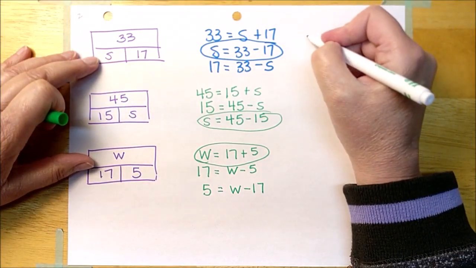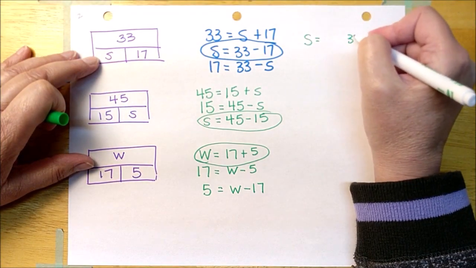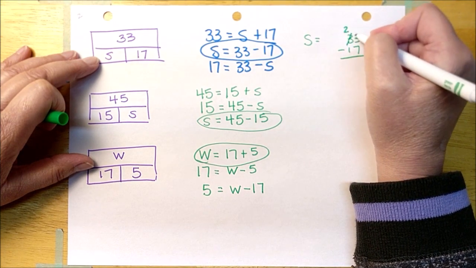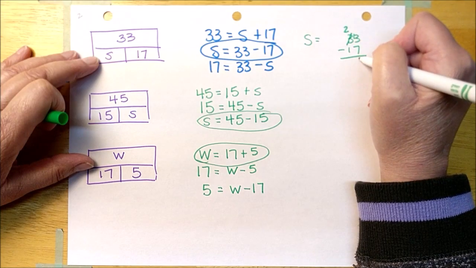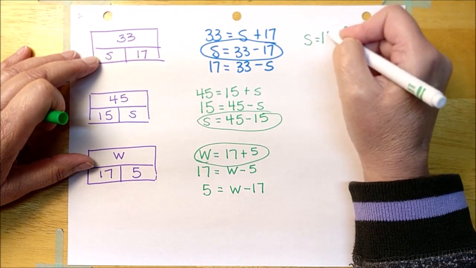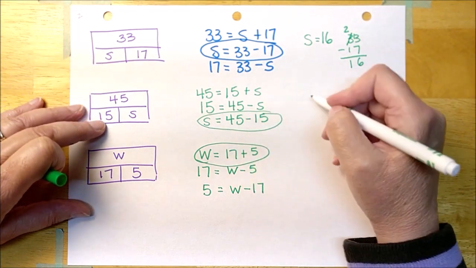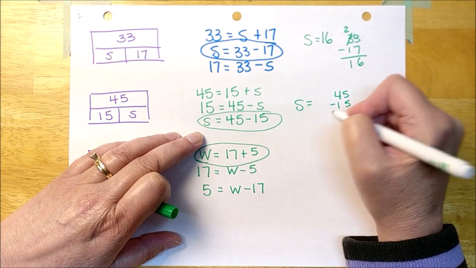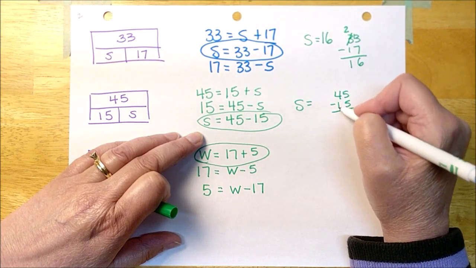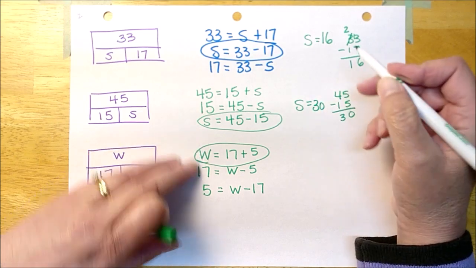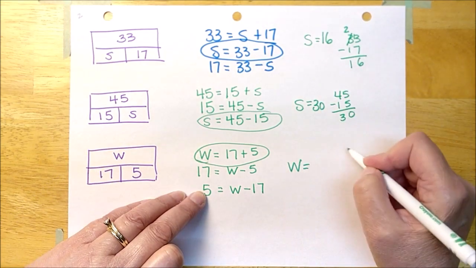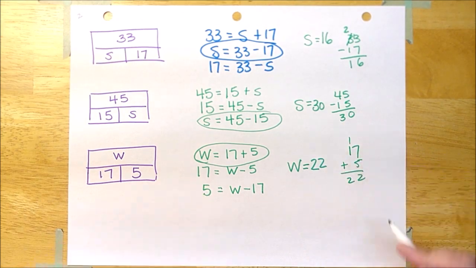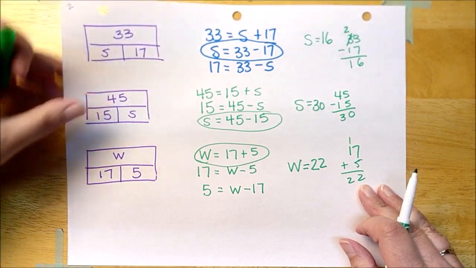Here we had to figure out what S equals. So S equals 33 minus 17. I cannot do 3 minus 7, so I'm going to trade. 13 minus 7 is 6, and 2 minus 1 is 1, so S equals 16. Here I have to do another subtracting, so S equals 45 minus 15. 5 minus 5 is 0. 4 minus 1 is 3, so S equals 30. Here I have to add 17 plus 5, that's 22. W equals 22. So that was how we were doing that yesterday.